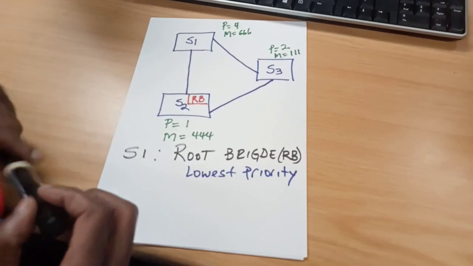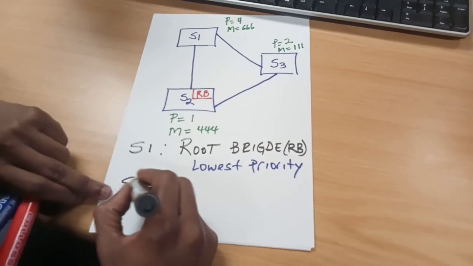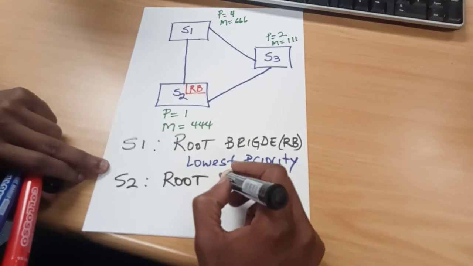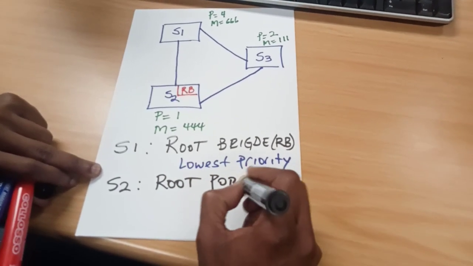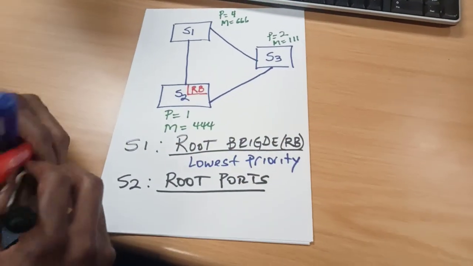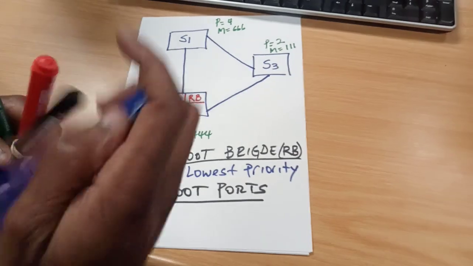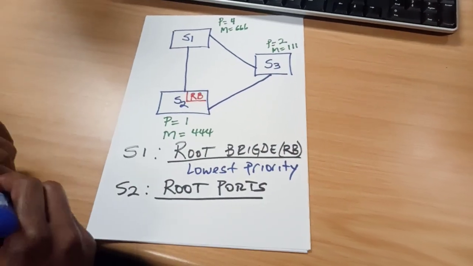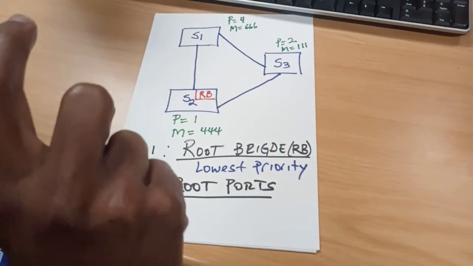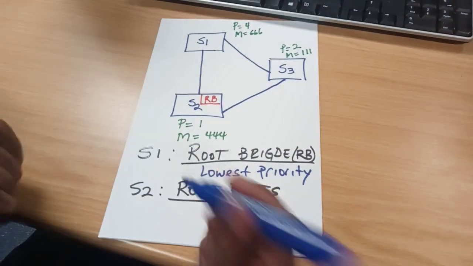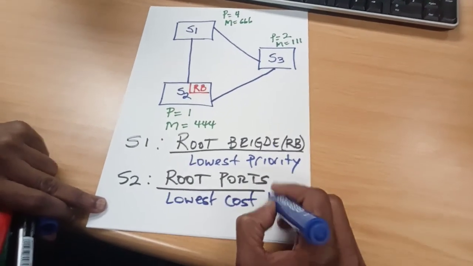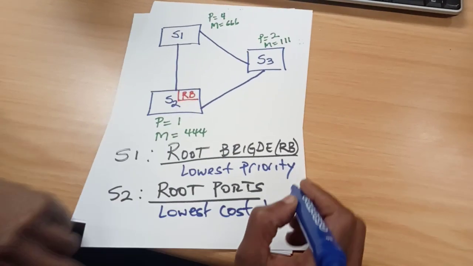When you are done with step number 1, you must move to step number 2. You have to find the root port. What does it mean by root port? You are checking the lowest cost, the port that has the lowest cost to the root bridge. Lowest cost to what? To RB.